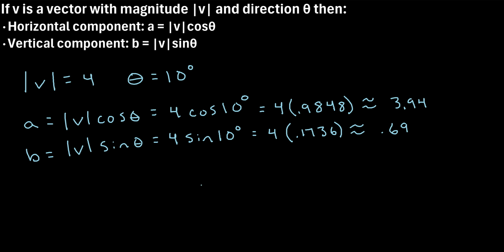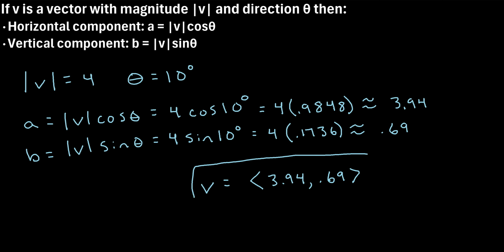So we can write our final answer in component form like this. The horizontal component, 3.94, comma the vertical component, 0.69. And that will be our final answer.